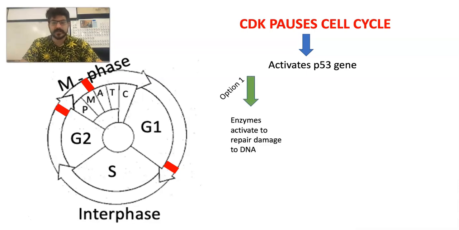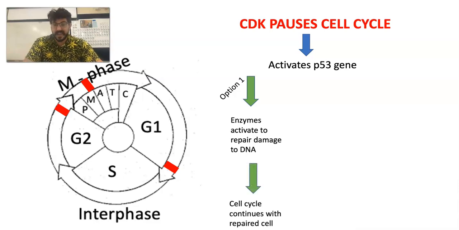Option 1 is quite simple. P53 establishes that the DNA can be repaired. It activates a cascade of enzymes that come along and try to perform the repairs. And once the cell is back in action, the cell cycle continues. CDK deactivates, the cell cycle continues, and replication can continue.